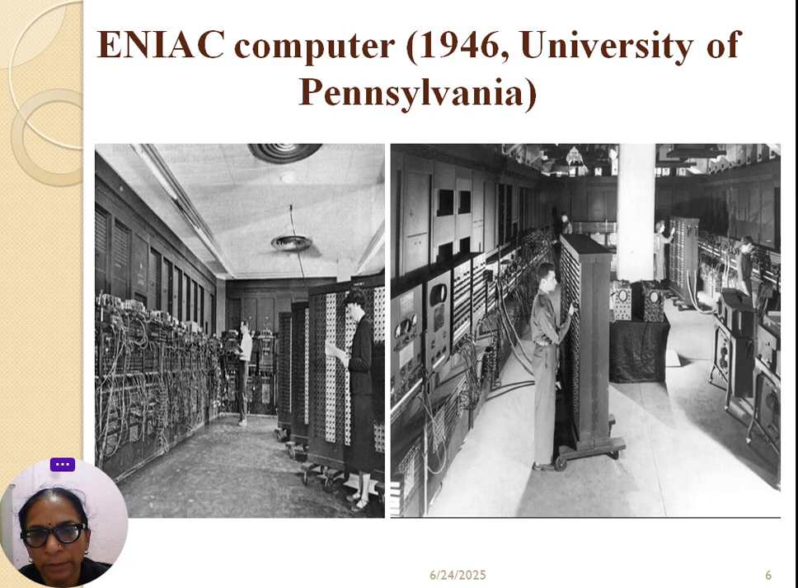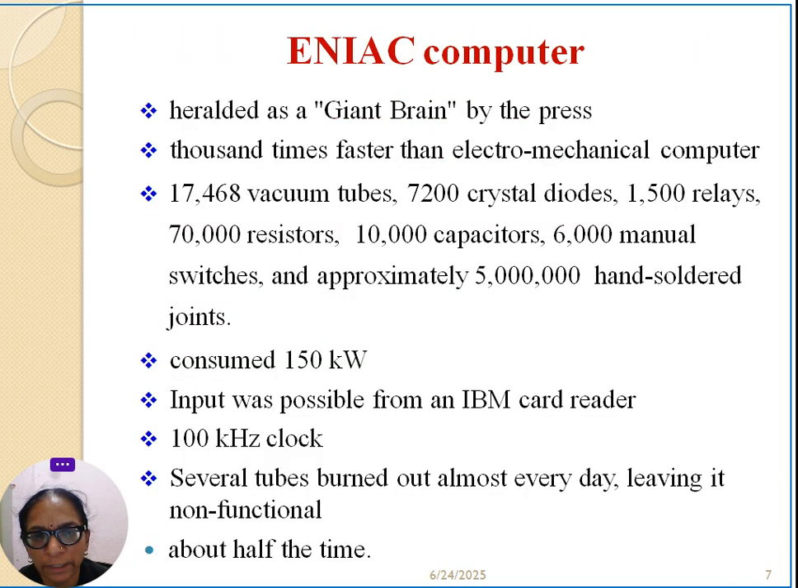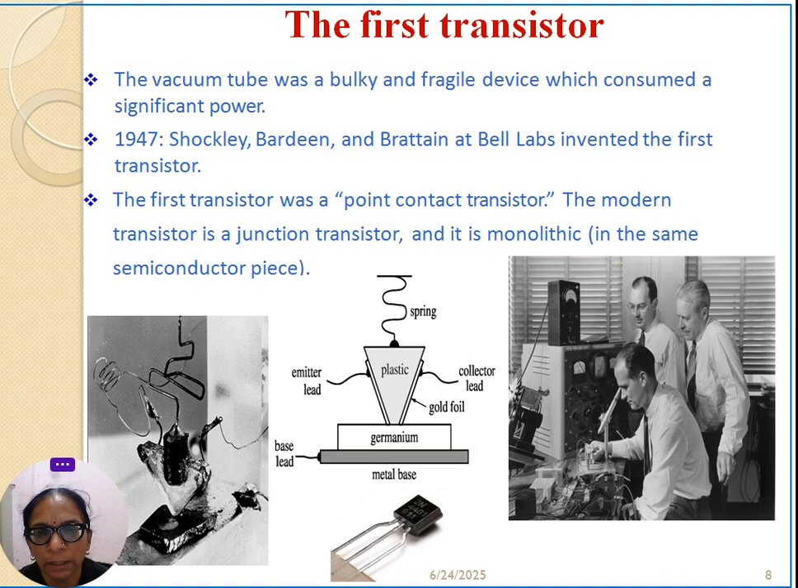ENIAC computer, University of Pennsylvania, 1946. This was the first computer invented. The ENIAC computer, called a giant brain by the press, was 1,000 times faster than the electromechanical computers. 17,468 vacuum tubes were used, which consumed 150 kilowatts. Input was possible from an IBM card reader and the frequency was 100 kilohertz.